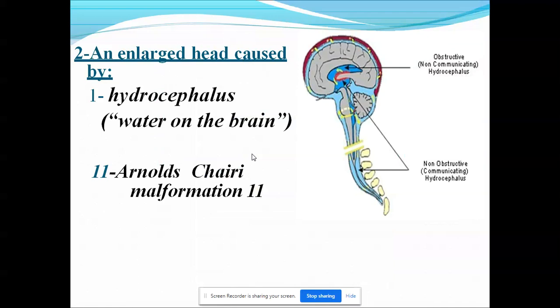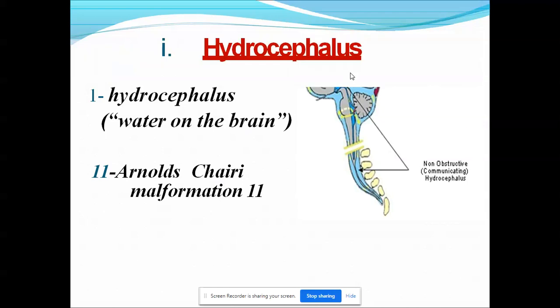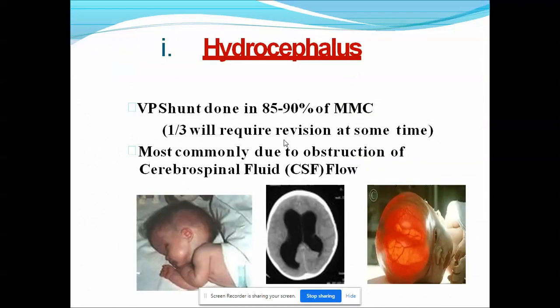Enlarged head causes, okay, there will be hydrocephalus. You know what hydrocephalus is? There will be presence of water in the brain. Okay, CSF buildup will be there inside the brain. Arnold-Chiari malformation also can be present. So if the baby has a neural tube defect and spina bifida, then hydrocephalus also can be present. So you see, this is the hydrocephalus.